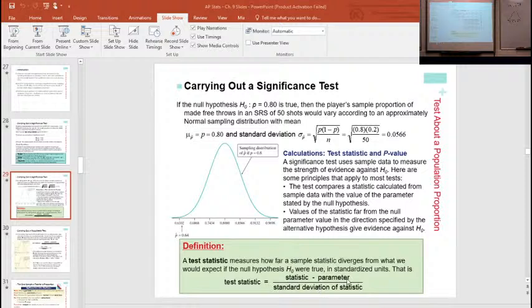And just like with the confidence interval, you're going to fill in the pieces based on which formulas you're using, depending on whether you're using proportions or means. We're going to start by talking about proportions. That's what we're going to do this week.